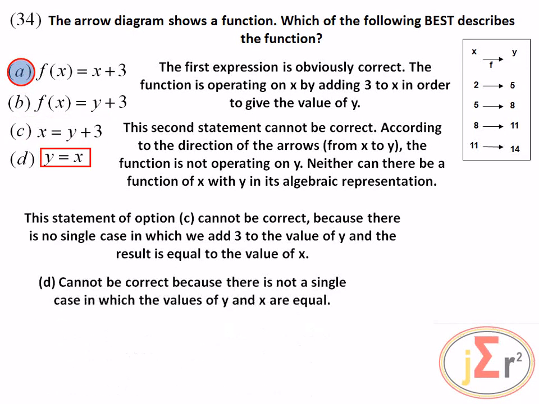Y is equal to x. D cannot be correct because there is not a single case in which the values of y and x are equal. So D cannot be correct. This says y is equal to x. Is there any case in which y is equal to x?